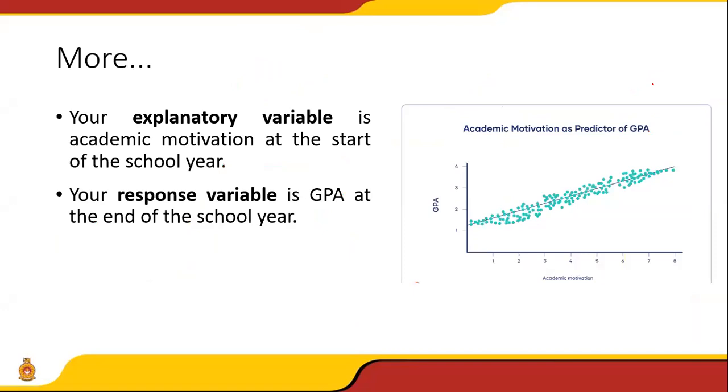Next, we'll take another example. In this case, the explanatory variable is the academic motivation at the start of the school year. You can see the higher academic motivation, the number of hours that you are learning, and the GPA. The hours are something that you can control. You can learn 1 hour, 2 hours, 3 hours, 4 hours, whatever hours you decide to keep fixed. So you can decide how many hours you are going to learn.